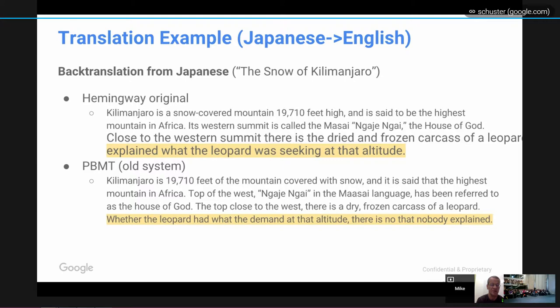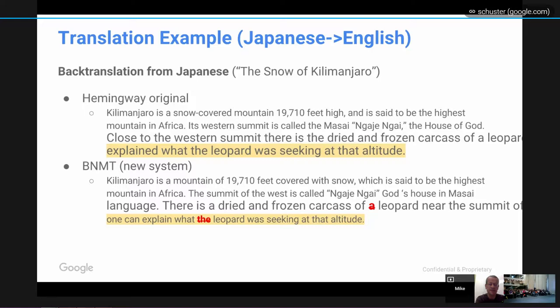By the way, how this was generated was that the Japanese person translated the original to Japanese and then put his Japanese into the old system. So, for the new system, what we got was, and I'm sorry about the problems with the font, this didn't happen before. But basically what happened here was, no one can explain what the leopard was seeking at that altitude. And there are only two errors in this whole section of text that give away the information that this is not a human translating this. And this was the missing "the" and the missing "the" in the result. So overall, this is a much better translation than what we had seen before.